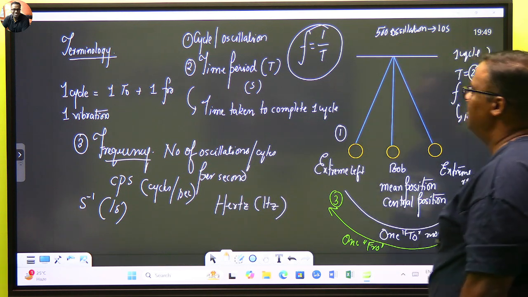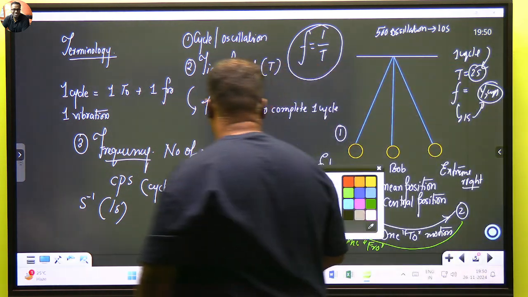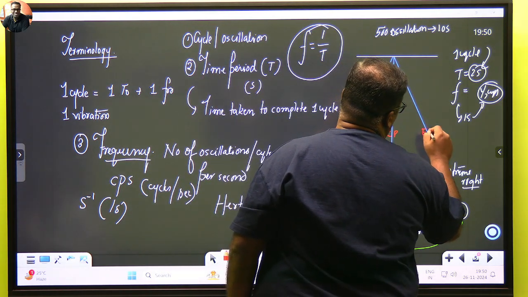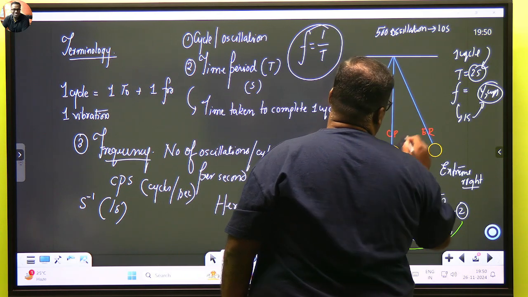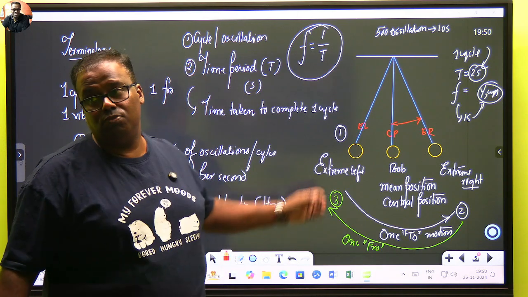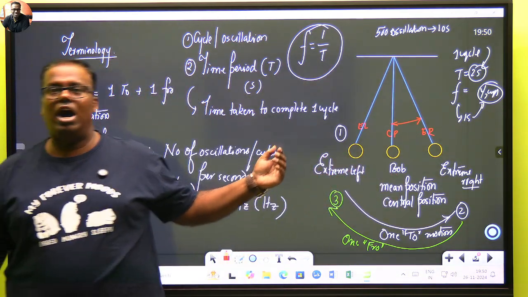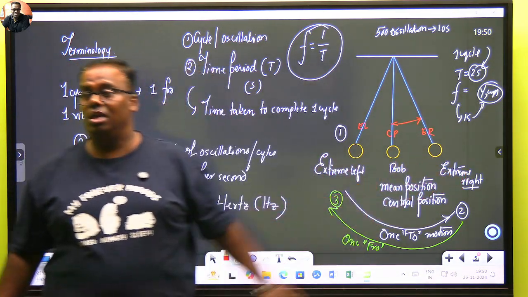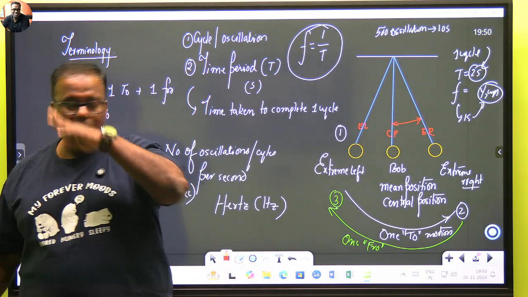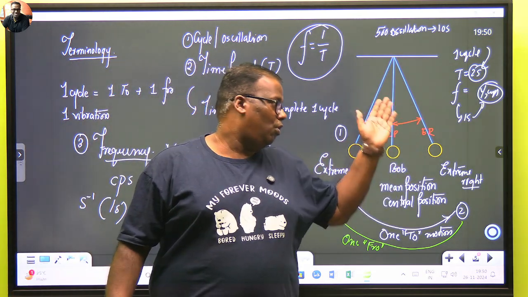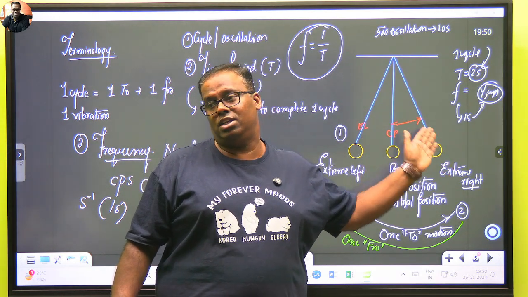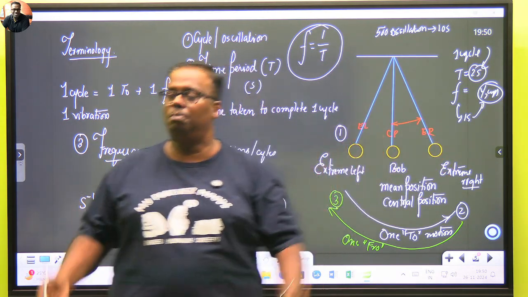Now concentrate on this part. This is my central position, and this is my extreme right, and this is my extreme left. The maximum displacement from the central position to either of the extremes is known as the amplitude. It may be either extreme right or extreme left.